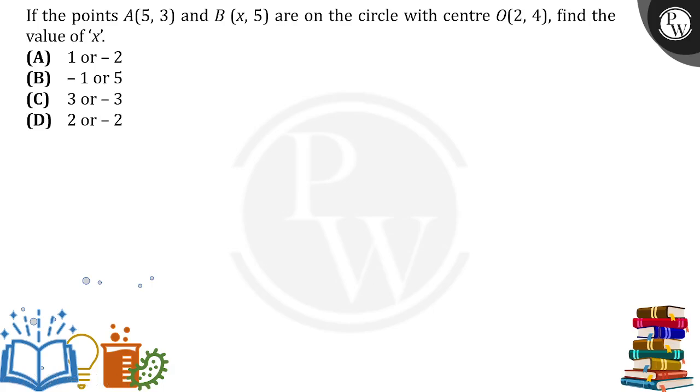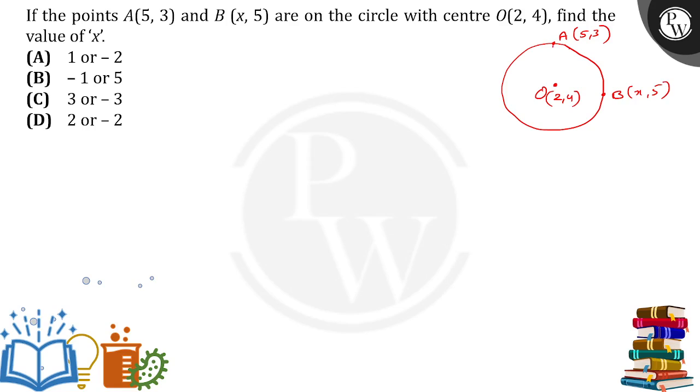Hello everyone. The points A (5, 3) and B (x, 5) are on the circle with center O (2, 4). Find the value of x. See here, there is a circle. There is a point O (2, 4), and there is point A (5, 3) and point B (x, 5).